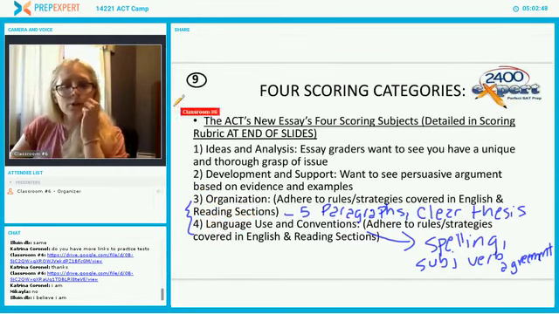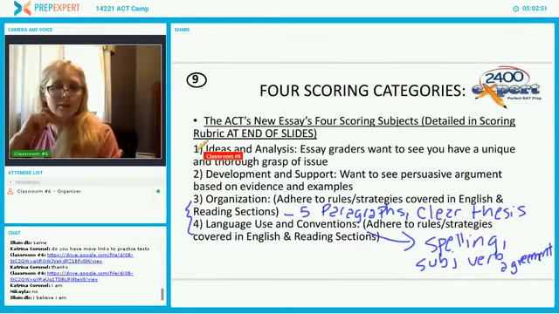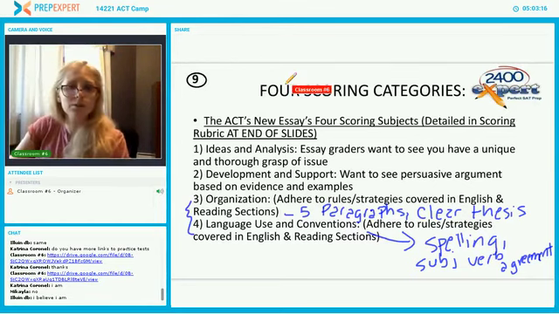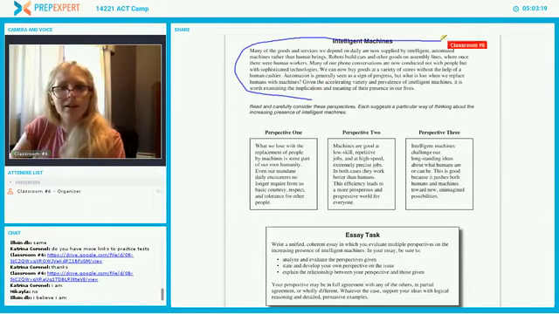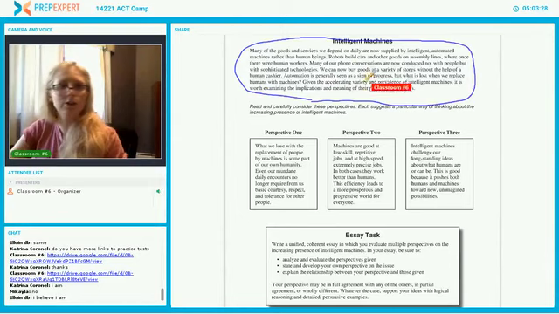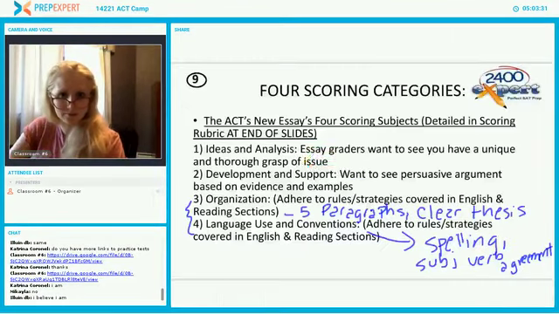All right. What you need to learn to maximize are your ideas and analysis and development and support scoring sections. So ideas and analysis, essay graders want to see you have a unique and thorough grasp of the issue. They want to make sure that you understand what the prompt was asking you to do, right? And that you have a thesis that addresses the prompt in a unique way. Okay. And then development and support, we want to make sure we're supplying lots of evidence and examples. One place you can get examples is going to be here. You see here we say phone conversations are with technologies. We have self-checkout at the store. All these examples are things we could talk about in our essay.